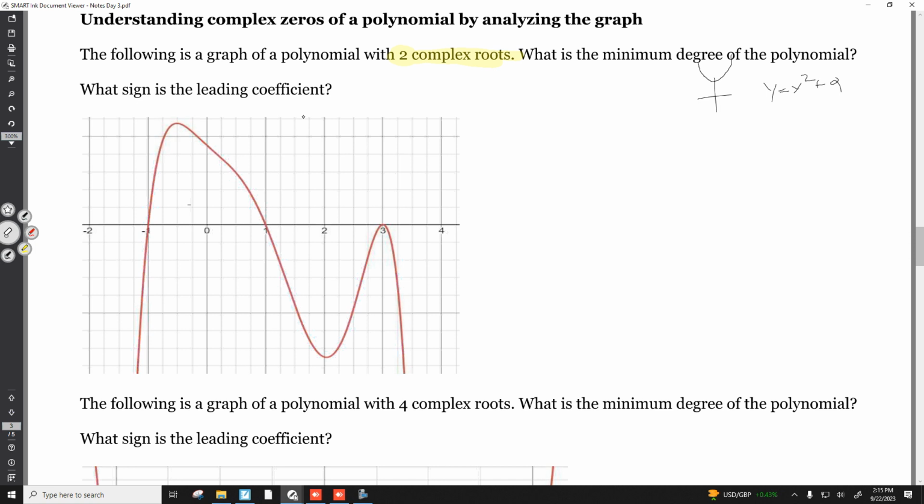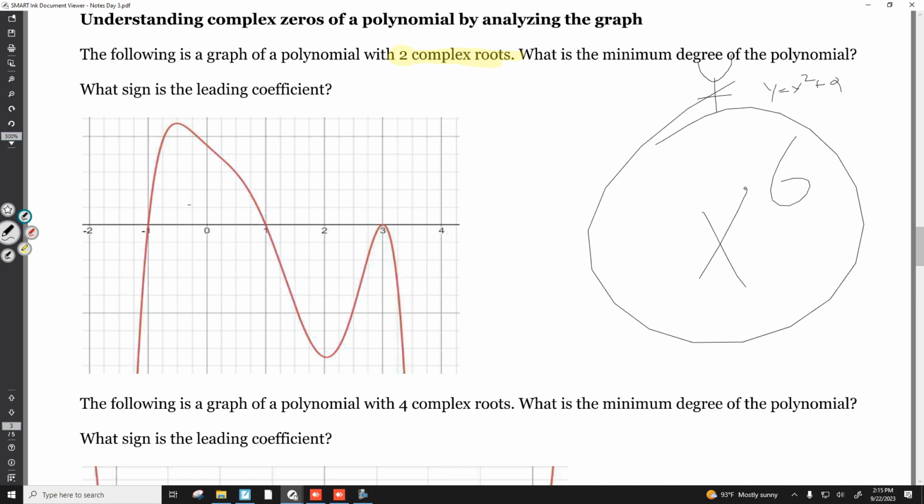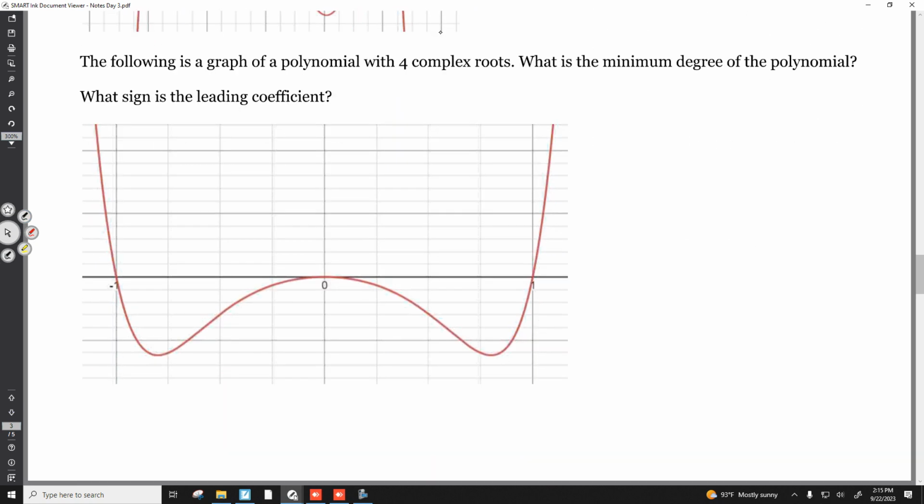What do we say? Oh, I'm hearing 4 and 6. You guys tell your neighbors. 7? Not a trick question. The answer is it's got to be a 6th degree. You have 1, 2, 3, 4, 5, 6. So you have 6 roots. Your degree has to be at minimum 6. Cool? Okay, next one.